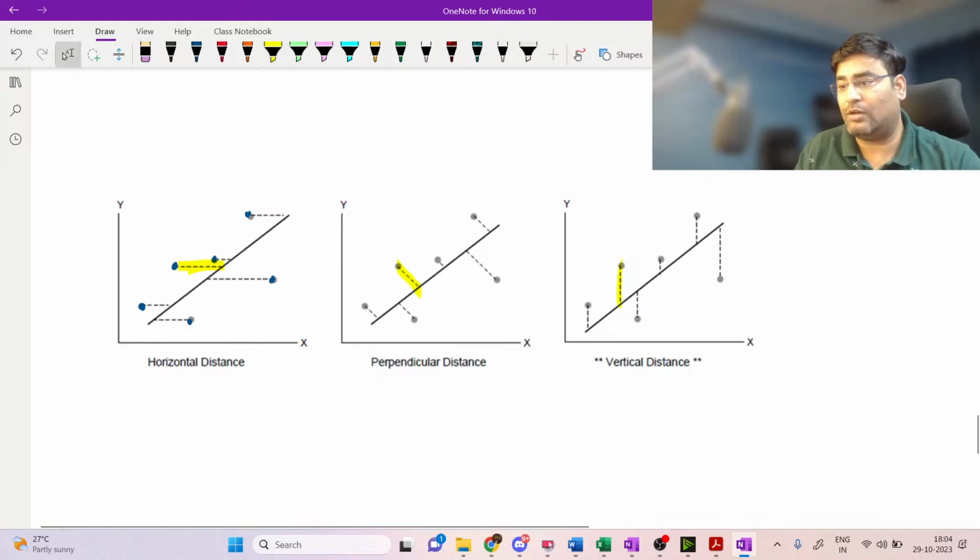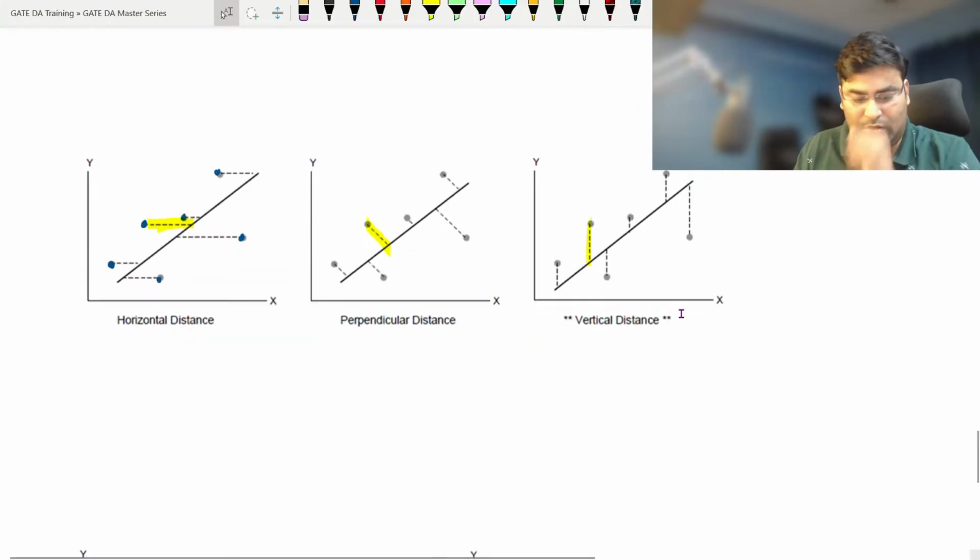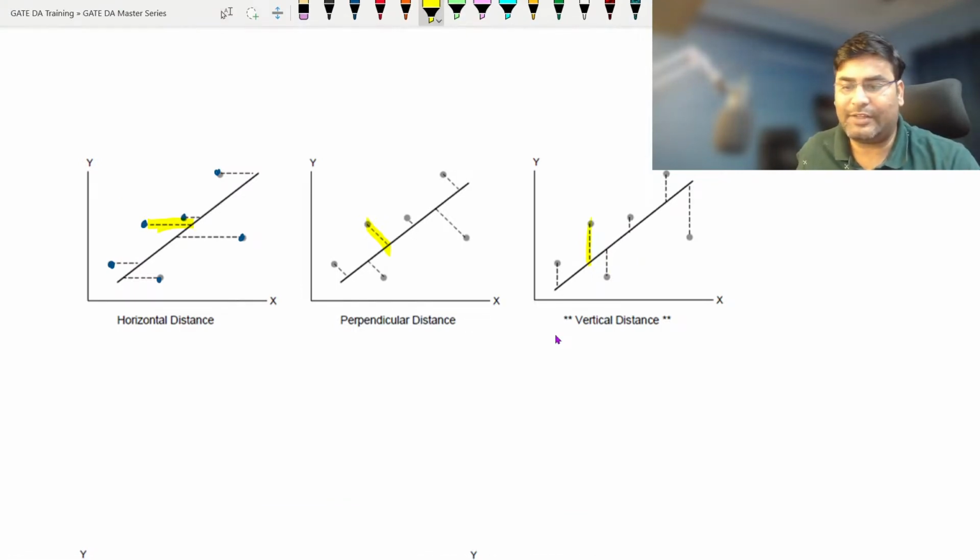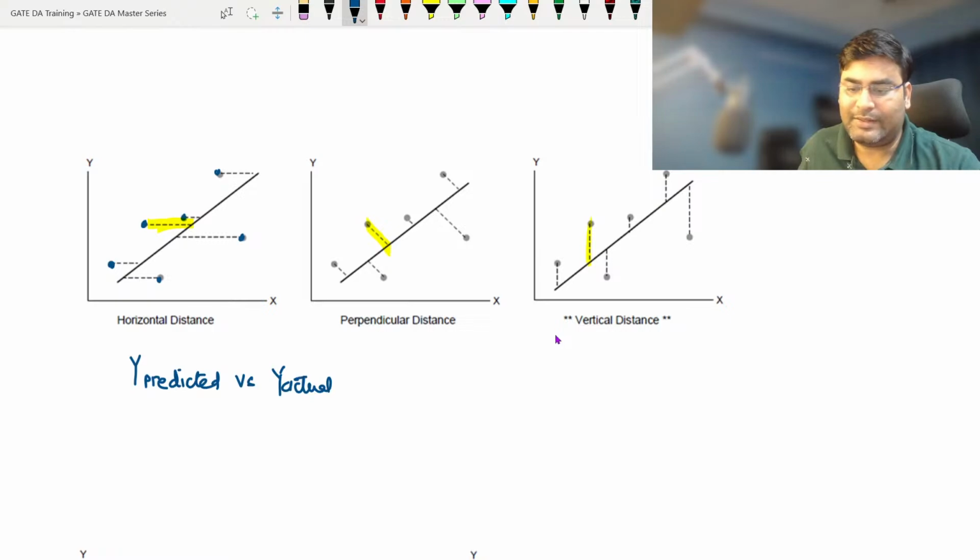So these are the options on the table. We can do horizontal, we can do perpendicular, we can do vertical distance. All these options are available, but with all the options, there are some limitations. Suppose you want to compare y, because y is your target variable. So you want to compare the y predicted versus y actual, then measuring the horizontal distance doesn't make any sense, right guys?